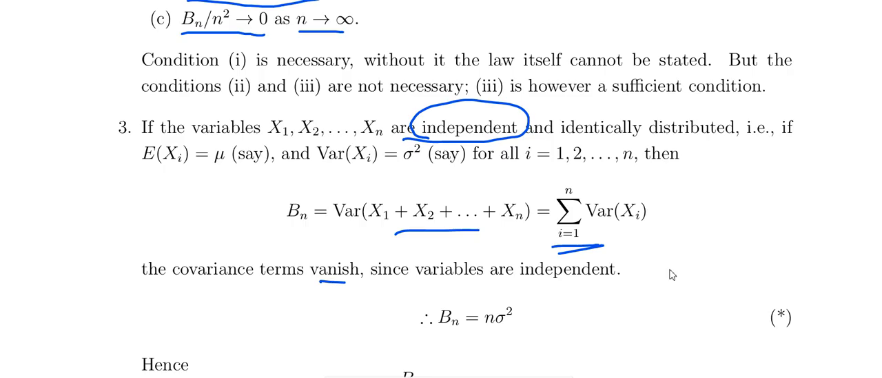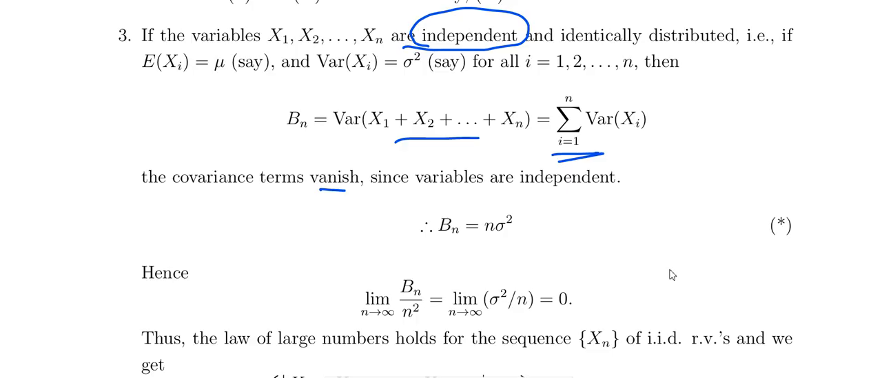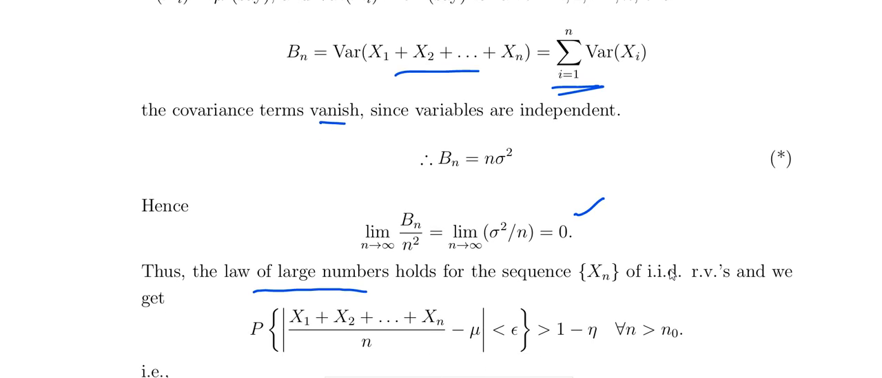So now, bn equals n sigma square, right? Because if you add up the variance of xi, each equal to sigma square, bn becomes n sigma square. So what does bn by n square become as n tends to infinity? n sigma square by n square, so sigma square by n, which approaches 0. So the law of large numbers holds for the sequence xn of independent identically distributed random variables. IID means independent identically distributed random variables.